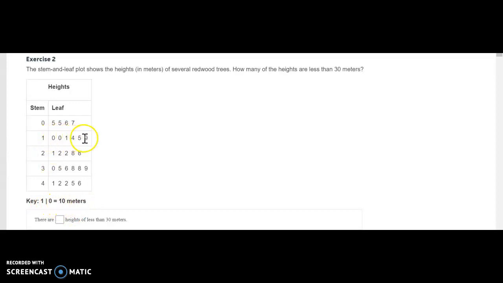So these are all less than 30. These are all less than 30. So all we have to do is count. 1, 2, 3, 4, 5, 6, 7, 8, 9, 10, 11, 12, 13, 14, 15. And we find that there are 15 trees whose heights are less than 30 meters.